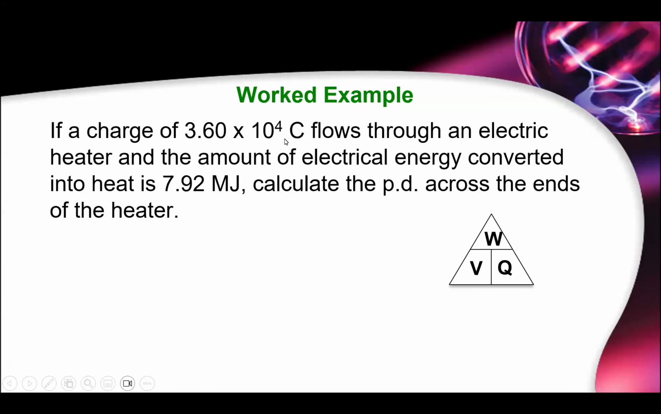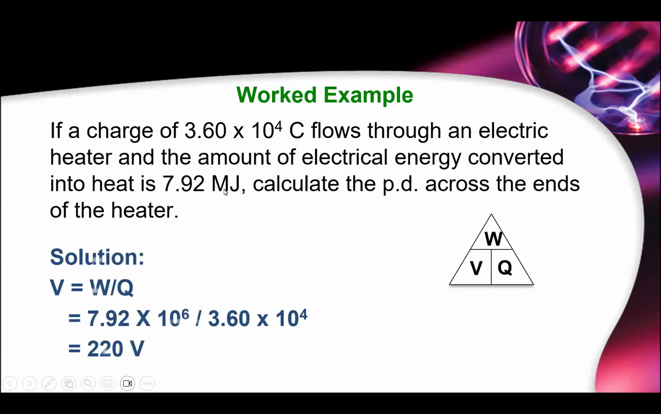If a charge of 3.6 times 10 to the power 4 coulombs passes through an electric heater and the amount of electrical energy converted into heat is 7.92 megajoules, calculate the potential difference across the ends of the heater. So I'm interested in potential difference, which is V. So V equals work done over charge. The amount of work done or energy is 7.92 megajoules, so it's times 10 to the power 6, over the amount of charge that flows through, which is 3.6 times 10 to the power 4 coulombs. So I get 220 volts.